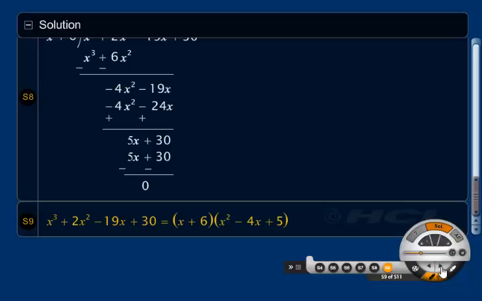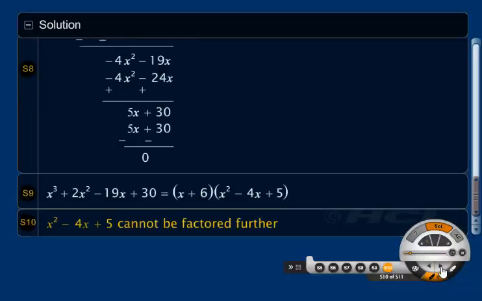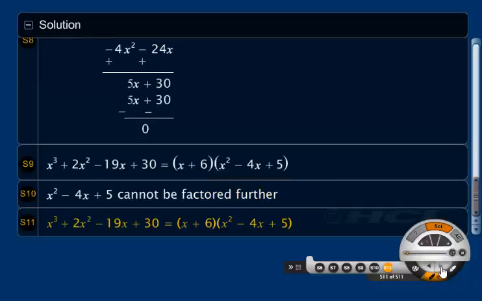Here we get the quotient as x squared minus 4x plus 5. Observe that the quotient is a quadratic polynomial which we cannot further factorize by splitting the middle term, as there are no two numbers whose product is 5 and sum is minus 4. Hence, the only simplified form of polynomial x cubed plus 2x squared minus 19x plus 30 is the product of x plus 6 and x squared minus 4x plus 5.